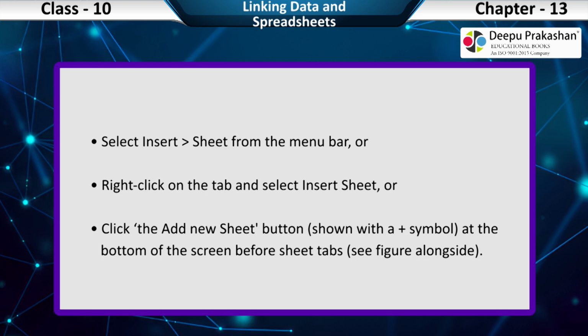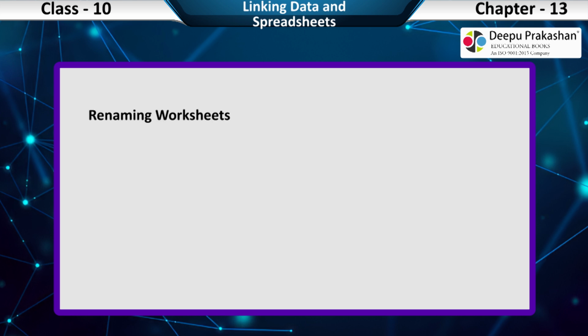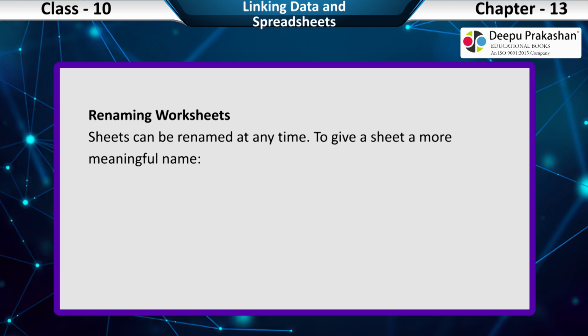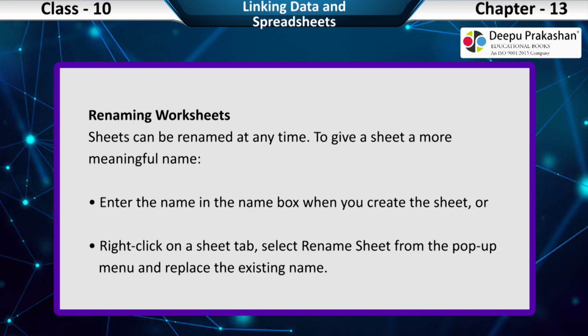See figure alongside. The last method adds a new sheet after the current sheet, whereas the first two methods open the Insert Sheet dialog. Here you can choose to put the new sheet before or after the selected sheet and how many sheets to insert. Renaming worksheets. Sheets can be renamed at any time. To give a sheet a more meaningful name, enter the name in the name box when you create the sheet, or right-click on a sheet tab, select Rename Sheet from the pop-up menu and replace the existing name.